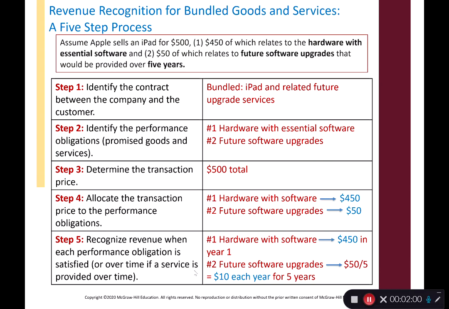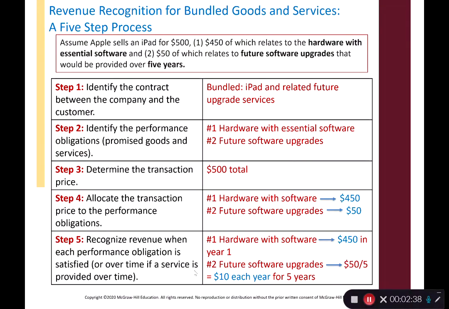With revenue recognition up to this point, we've kept it relatively simple, and we're going to be able to keep it simple for this class. Basically, what I mean by simple is that we just record revenue when we provide the good or service. However, it's important to note that in the real world, things aren't always that simple, and there is a more complex revenue recognition standard that recognizes 5 different steps that are involved. And this really applies when you sell goods and services as a bundle. So assume Apple sells an iPad for $500, $450 of which relates to hardware and essential software, and $50 of which relates to future software upgrades that will be provided over 5 years.